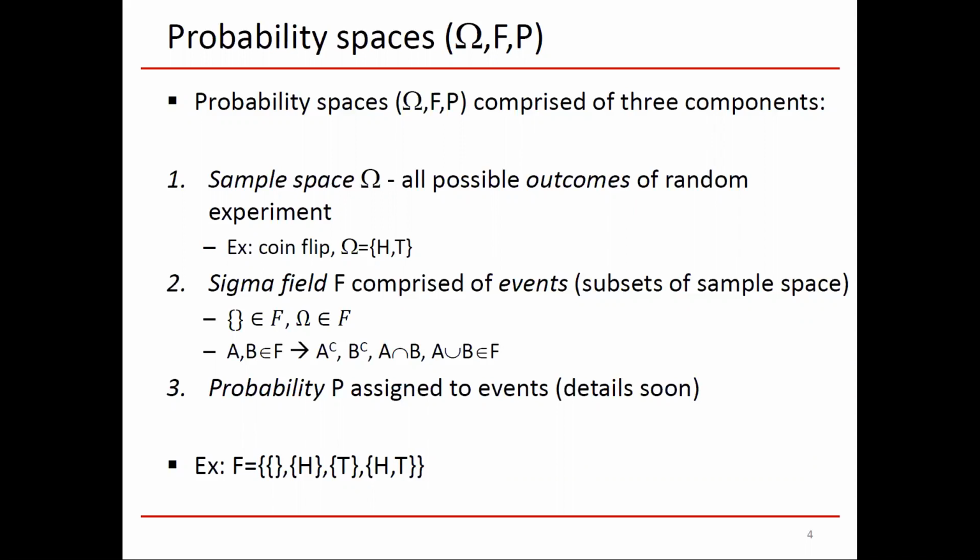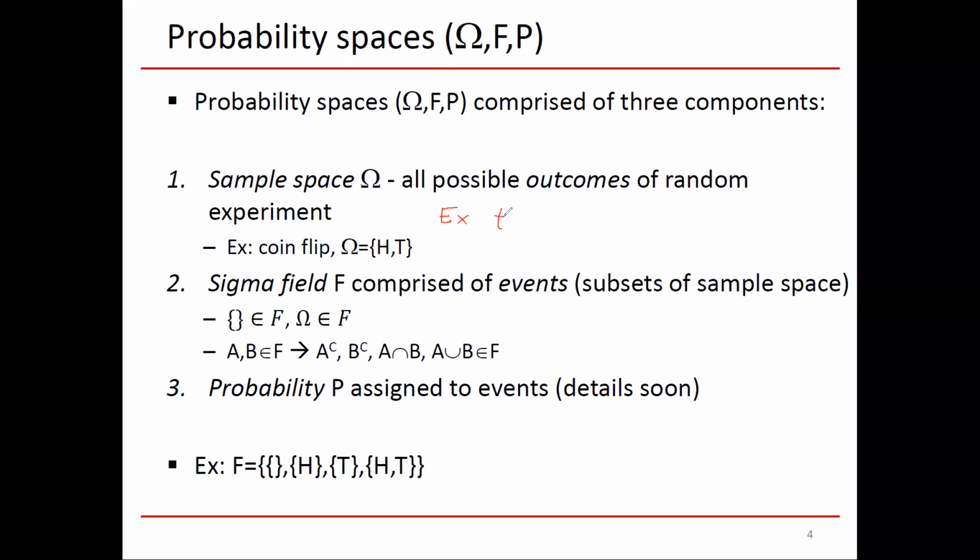Example number 1, you have a coin flip. Your possible outcomes could be heads and tails, H and T. Omega will be the set that includes 2 elements, H and T. You can also think about a second example. The second example could be you're tossing a die. And in this case, the possible outcomes will be 1 through 6. And because of that, omega will include the numbers 1, 2, 3, 4, 5, and 6. So that's the sample space omega.